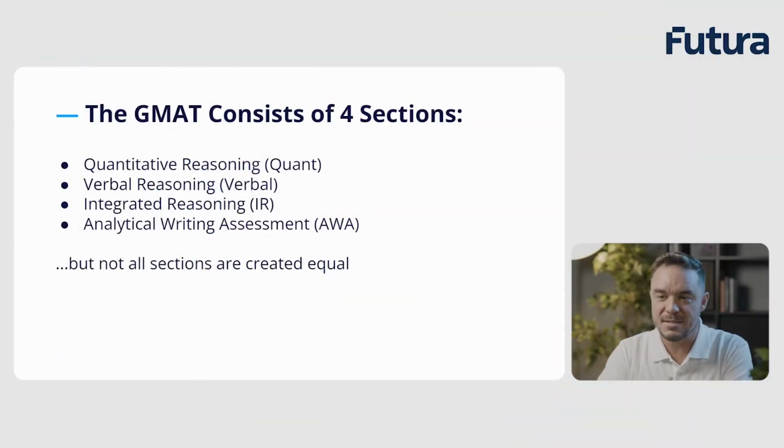The GMAT consists of 4 sections: quantitative reasoning, also known as Quant, verbal reasoning, integrated reasoning, and the AWA, or writing assessment. But not all of these sections have equal importance.